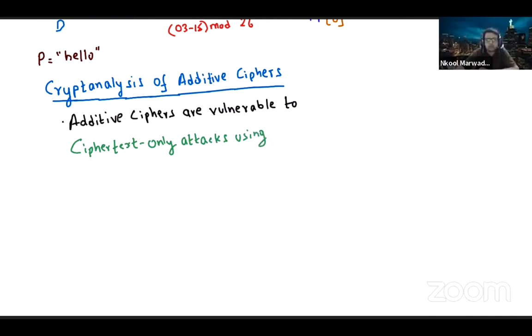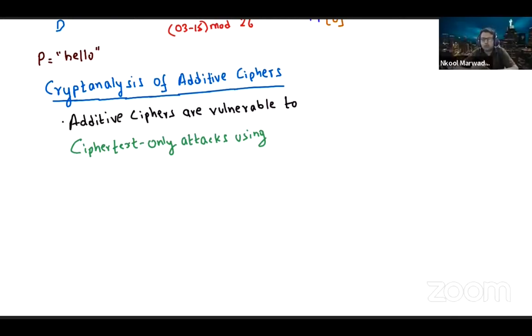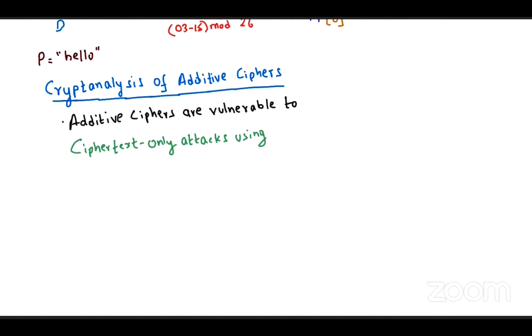Very nice. So the idea is that in additive ciphers, if the attacker gets access to the ciphertext, then he can use brute force, because we know the key can be any number. Here it is like 1 to 26, for example. So very easily he can apply this brute force.